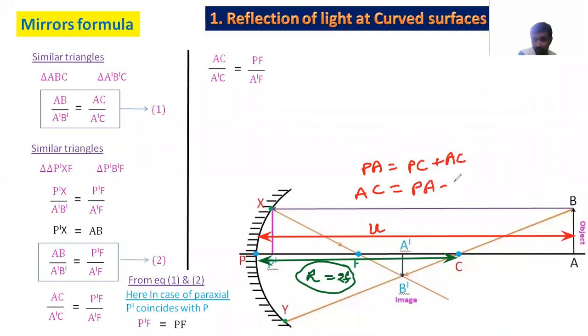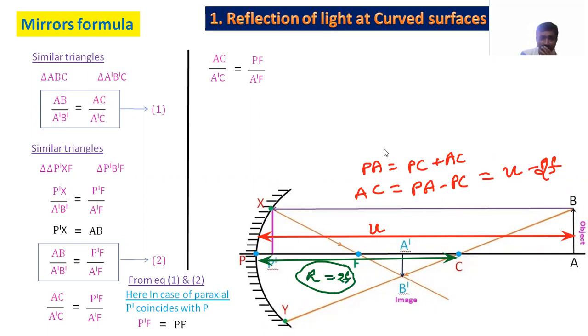Then AC equal to what I am able to write? PA minus PC. So PA is what? Pole to the object. Right? Pole to the object. That is what? Object distance, U. What is PC? R. That I am taking as 2F. So I got AC equal to U minus F.